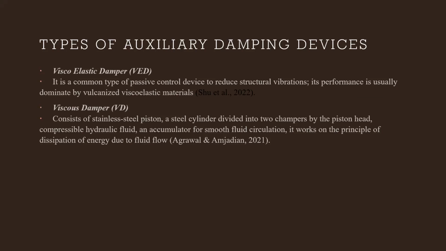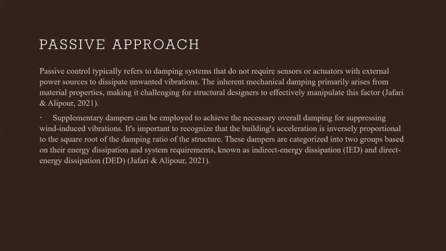And we also have viscoelastic dampers, which are a common type of passive control device to reduce structural vibrations. Their performance is usually dominated by vulcanized viscoelastic materials. Finally, a viscous damper consists of a stainless steel piston, a steel cylinder divided into two chambers by the piston head, compressible hydraulic fluid, and an accumulator for smooth fluid circulation. It works on the principle of dissipation of energy due to fluid flow.